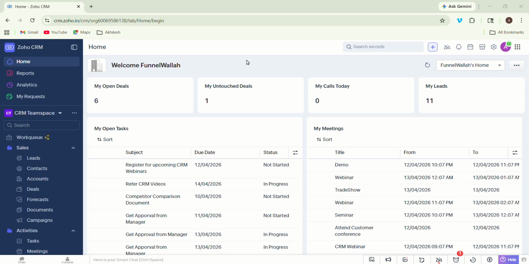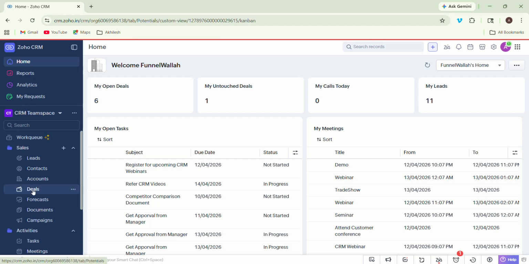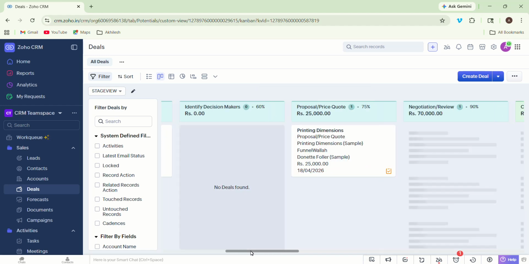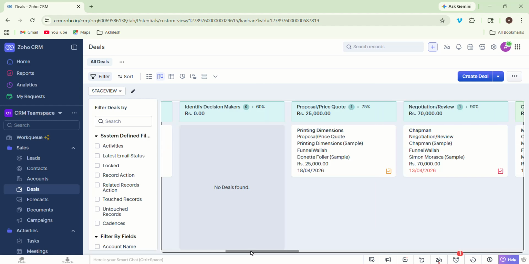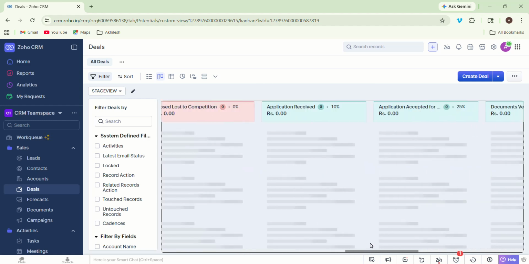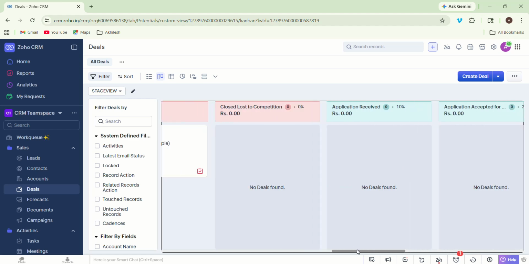So we'll go to the default pipeline, what is there right now and why it's problematic. Have a look at this. It's qualification, needs analysis, value proposition, price quote, negotiation review, identified decision makers, closed won, closed lost, and application received. These are new ones which I have added.